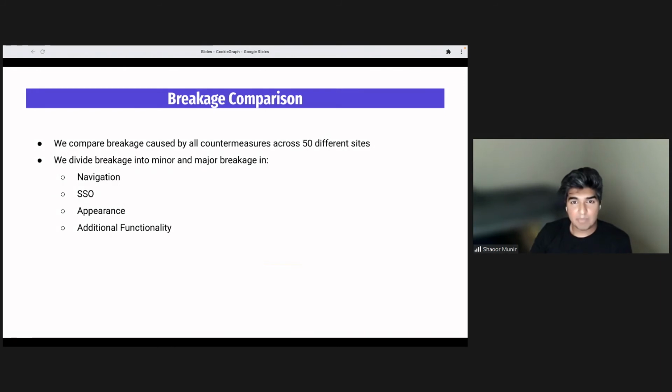To cover different kinds of breakage that can happen, we divided our analysis into 4 different categories. Navigation, which involves moving across different pages of the site. SSO, which can include logins from third-party services like Facebook and Google. Appearance of the website. And finally, the additional functionality, which can include cart functionality, chatbots, the dark mode switches, etc. We also categorize breakage as either minor or major. A breakage is considered major when the user is unable to use the functionality, while it is classified as minor if it only makes the usage of that functionality a little bit more complicated.